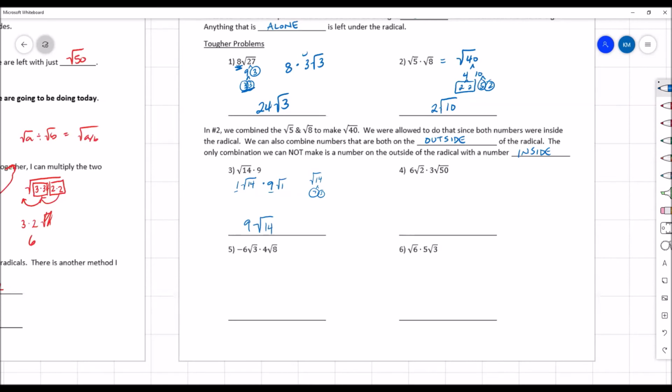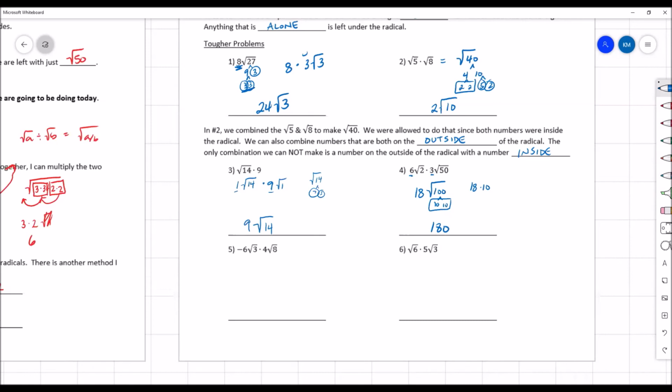Okay, number 4, we have 6 radical 2 times 3 radical 50. Okay, so outside times outside, 6 times 3 is 18. Inside times inside, radical 2 times radical 50 is radical 100. Okay, hopefully you're like, oh, 100, yes, that makes it easy, because we know that 10 times 10 is 100. So radical 100 is actually 10. So we have 18 times 10, equals 180. So 6 radical 2 times 3 radical 50 is 180.